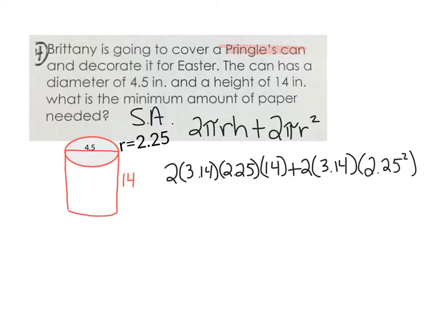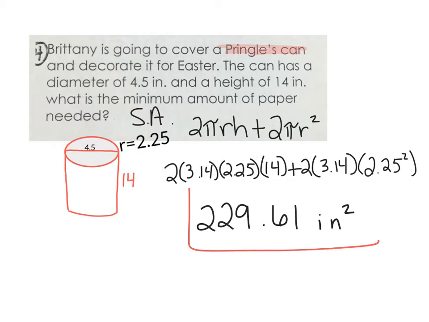Okay. So let's go ahead. 2 times 3.14 times 2.25 times 14 plus 2 times 3.14 times 2.25 squared. Enter. We'll just kind of do this to the nearest hundredth or so. So we're going to get a surface area of 229.61. And this is in inches, so inches squared. All right, there we go.